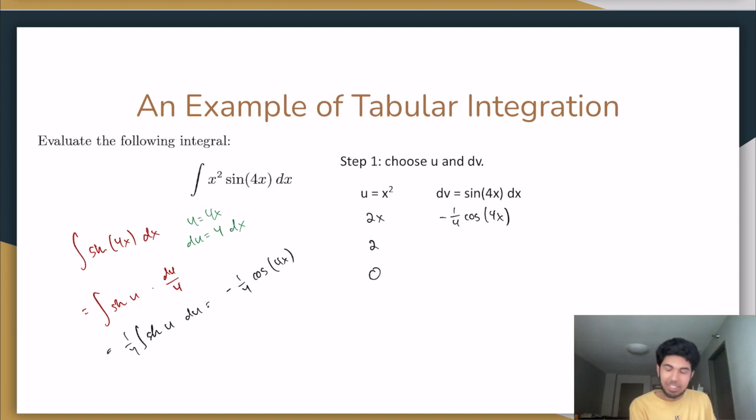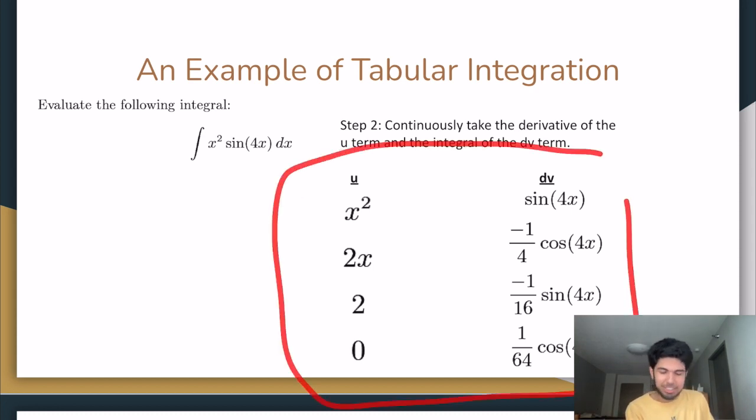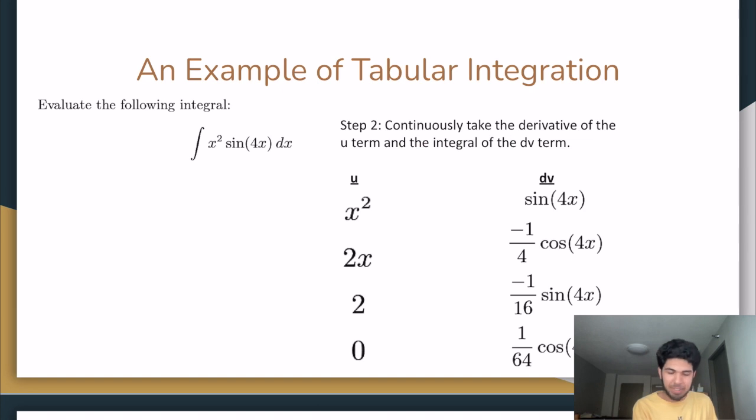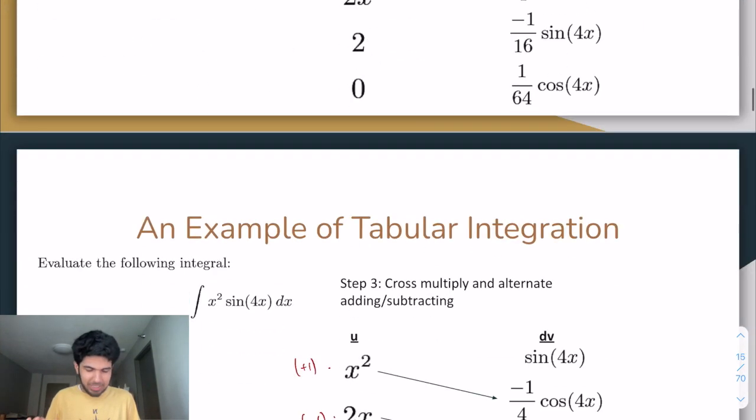And then we take the integral again, and so now we take the integral of negative 1/4 cosine of 4x. So I believe that is negative 1/16 sine of 4x. And then once more to get 1/64 cosine of 4x. And if I'm wrong, well, they're right here, and I was correct. So we have this little chart here of these u's and dv's. Okay, so now we want to create our answer, and to do that, we're going to do this cross multiplication strategy in sort of like an adding subtracting pattern. Let's see what that looks like.